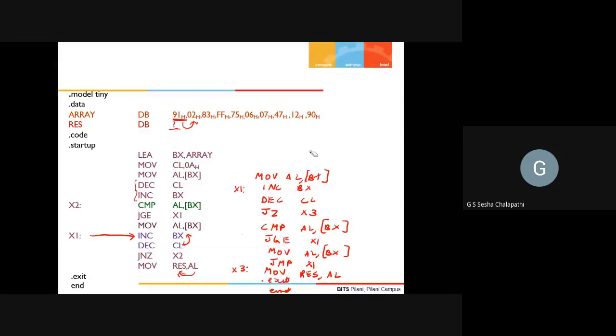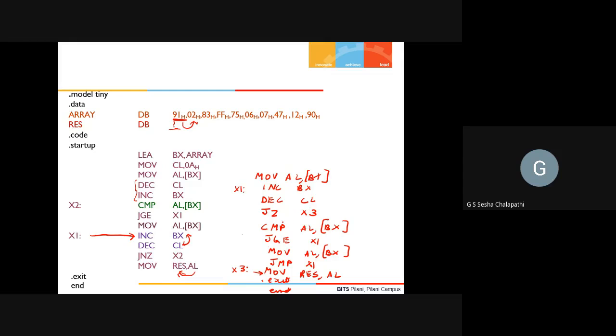So I have LEA BX, array and then CL, 0AH. That is all fine. Then I have move AL, BX. That is, the first byte is moving into AL. And then I increment BX. That means it will actually go to the next pointer. I decrement CL because I have already moved one byte. If CL is now becoming 0 already, then I just go to this particular location, that is here, and then move into RES whatever AL is.